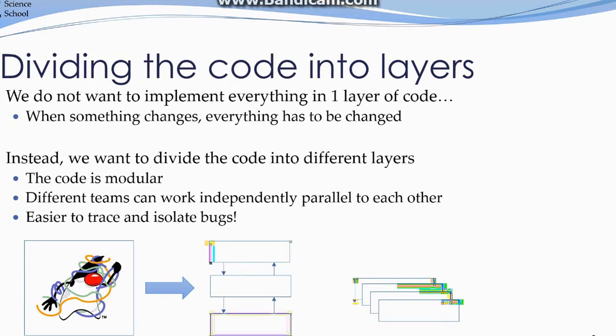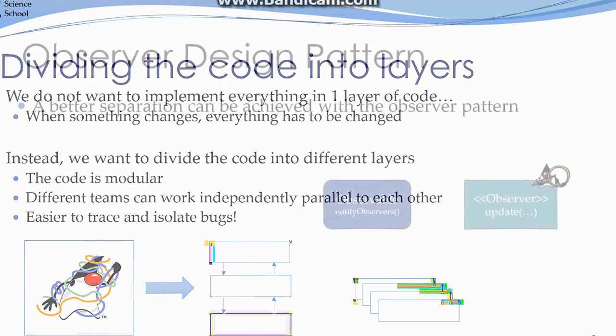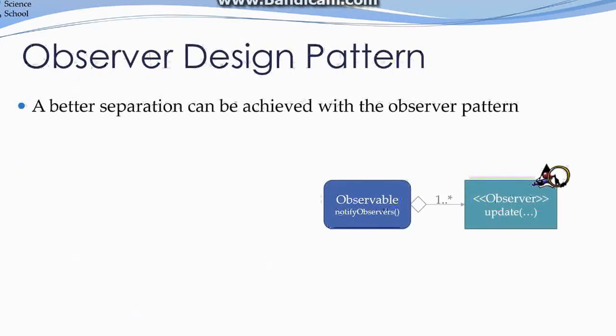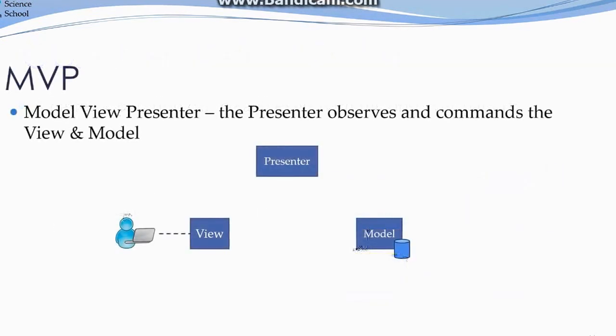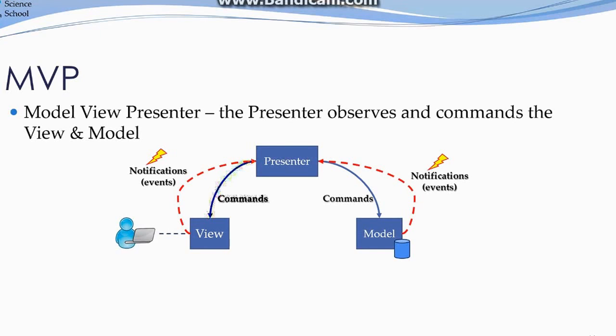This better separation can be achieved with the observer pattern. We decided on 3 layers: model, view, and presenter. The model and the view are both observables, and the presenter is used as the connector between these layers. The presenter is the observer. Every time there is a change, the model and the view notify the presenter that a change was made, so the presenter knows what to do with the information it received.